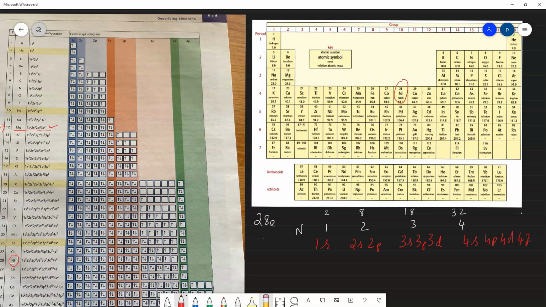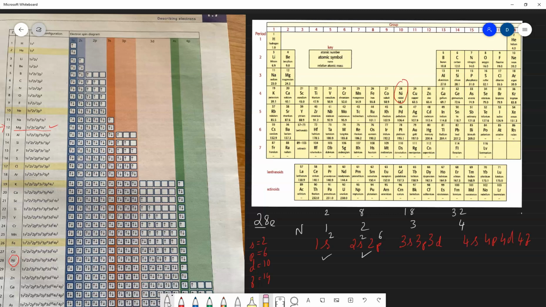Also keep in mind s can have a maximum of 2, p can have a maximum of 6, d can have a maximum of 10 and f can have a maximum of 14. This is the background you have to know. I'll start giving the electrons now. 28 electrons. So the first shell is full. See the word I've used, full. The first shell is full. In the second shell, 2 goes there and 6 goes here. So the second shell is also full.